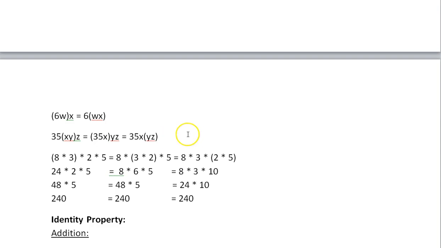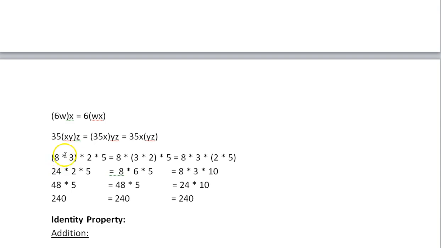Now, I want to show an instance where, at least to me, it makes more sense that you would group these numbers a little differently. These are all the same set of numbers. It's 8 times 3 times 2 times 5, each one of these. So this one and this one and this one are all exactly the same, and they're in the same order. Now I'm going to address grouping them a little differently.